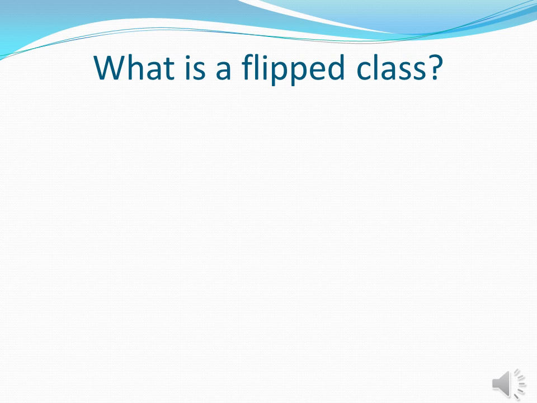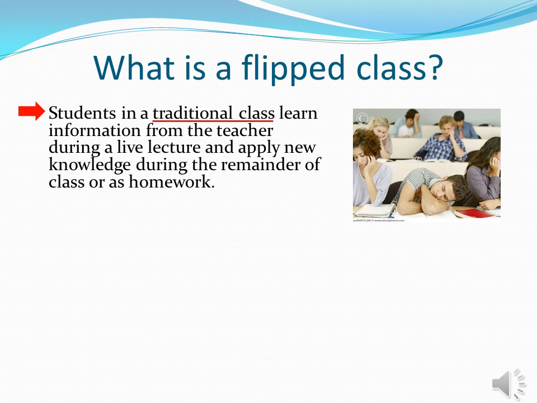And in order to do that, we have to go back and figure out what happens in a traditional class. In a traditional class, students learn information from the teacher during a live lecture. The teacher talks, the students write things down, and that live lecture can take anywhere from 20 minutes to an hour. The rest of class, whatever is remaining, is used to begin the application of that information to different tasks. And what usually happens is this: whatever we don't get done goes home and it's done as homework.